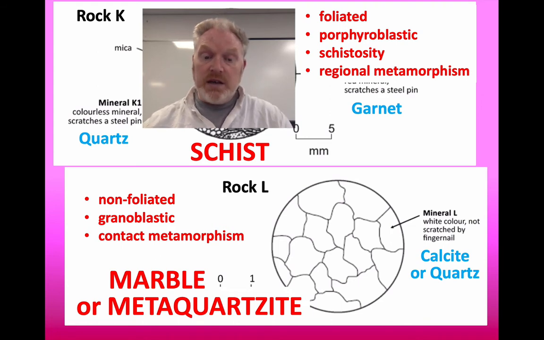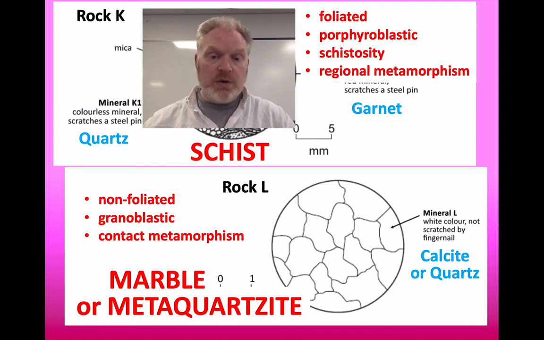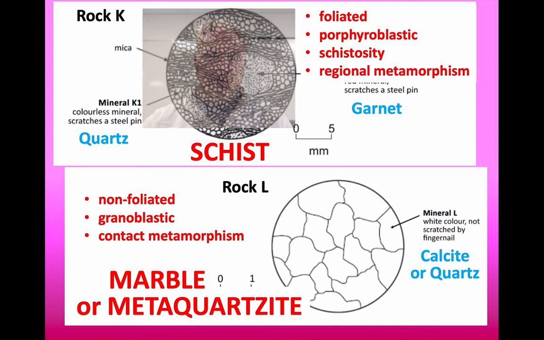If it's calcite, it's a marble. If it's quartz, it's metaquartzite. But we don't have enough information from that test there to be able to tell definitively which way it is. The other test, of course, we could do is to drop some acid on it. If it fizzed, it'd be marble. If it didn't, it would be metaquartzite. This could also be described as having a sugary texture.